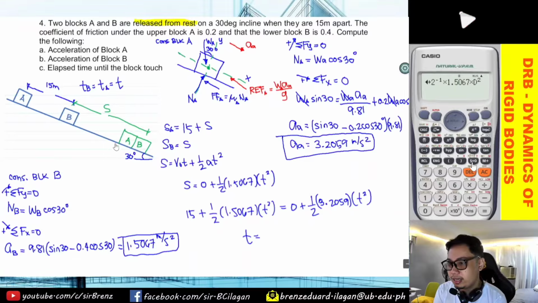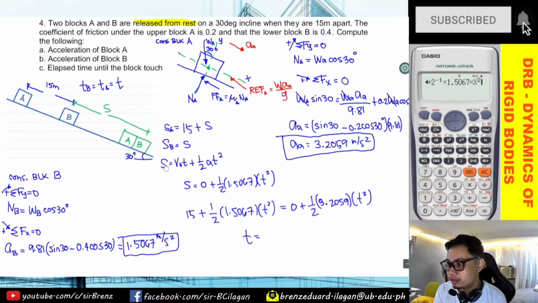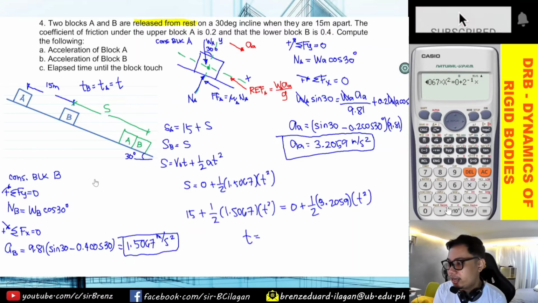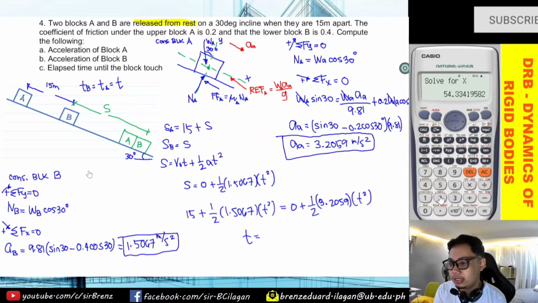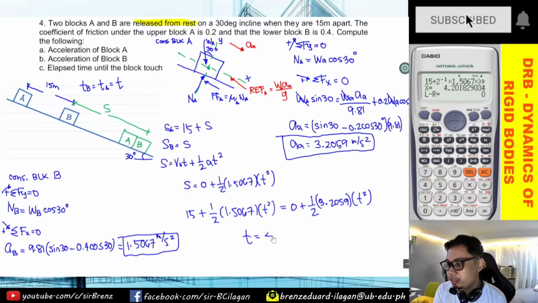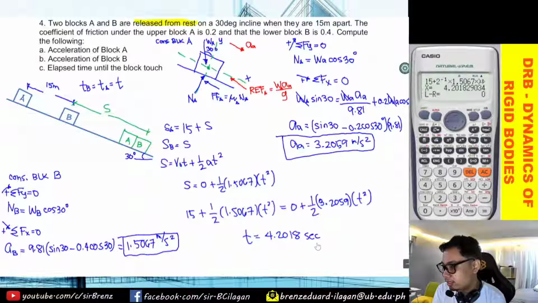I won't simplify this, guys. This was already discussed in kinematics, in the first part of the discussion, so it's a review, but I'm expecting you to know this part already. Plus 1/2 times 3.2059 times x squared. Shift solve. Just put in a positive value, say 5 seconds. So the elapsed time until the two blocks touch is 4.2018 seconds.